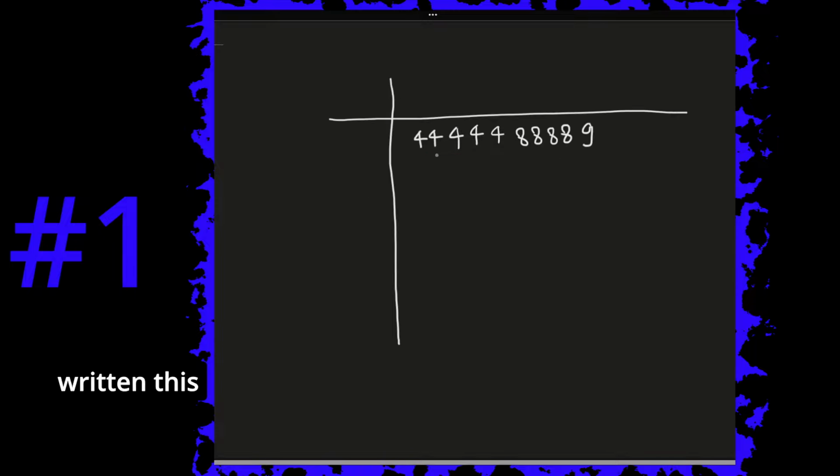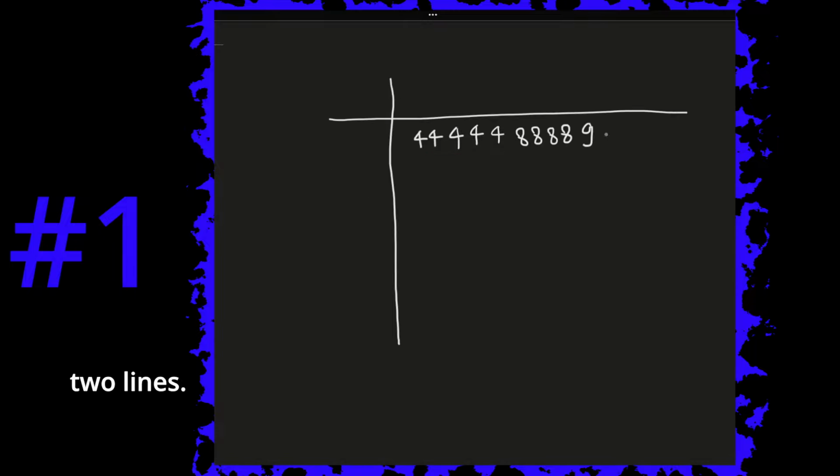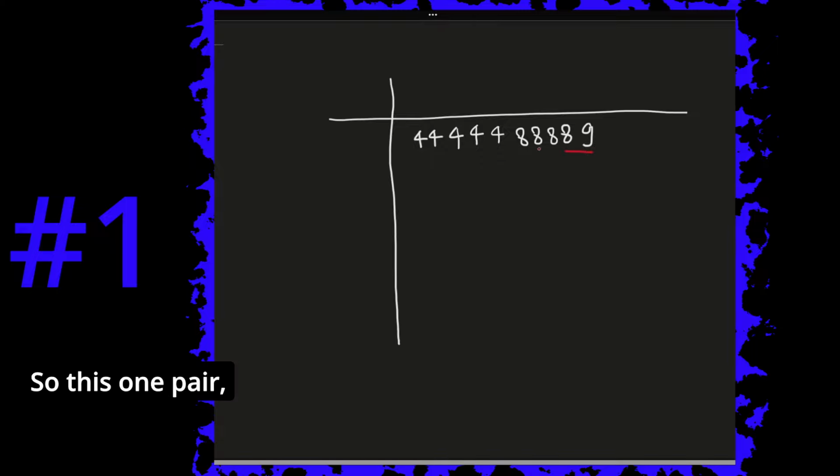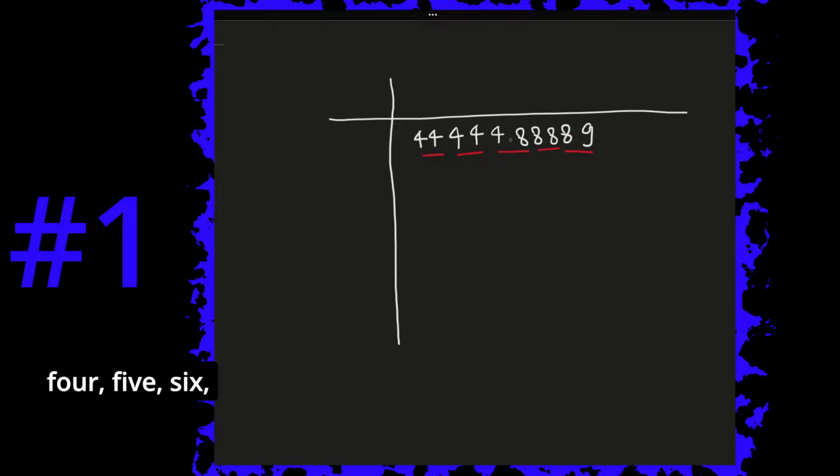Okay, so we have written this number like this, with these two lines. Now what we will do is pair up the numbers from the left side. So this one pair, this pair, this pair, this pair, and this pair. So there are 1, 2, 3, 4, 5 pairs. 1, 2, 3, 4, 5, 6, 7, 8, 9, 10. 10 digits and 5 pairs.